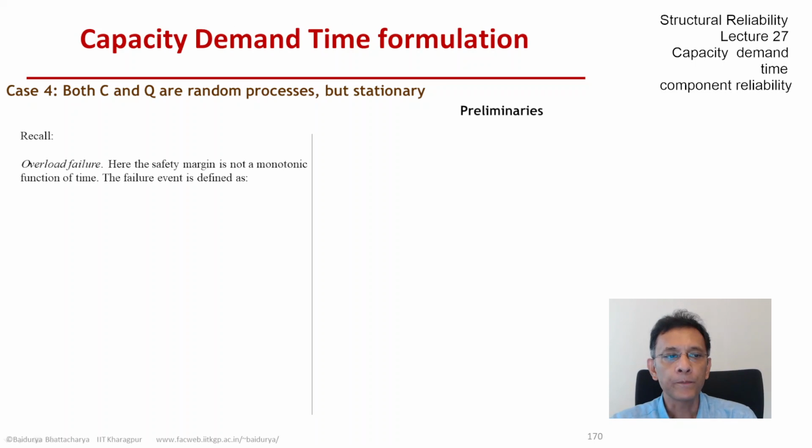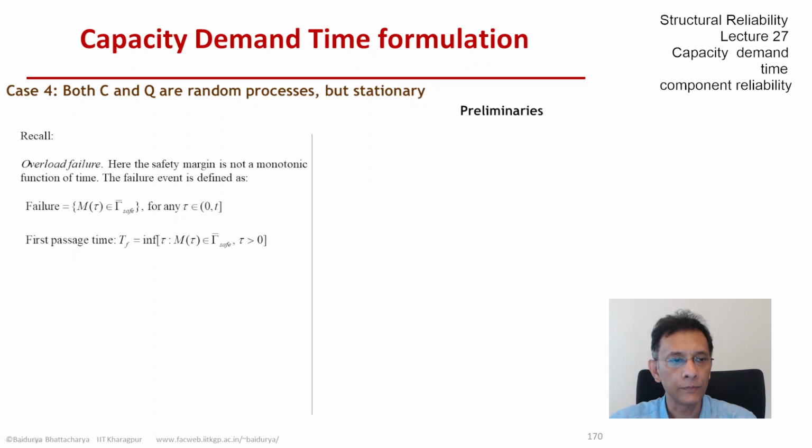So we discussed that the safety margin is not a monotonic function of time, and failure occurs as soon as the margin function, the safety margin, goes out of the safe set during any time in the reference interval. And the first instance that it happens, we have the time to failure, which is a random variable.